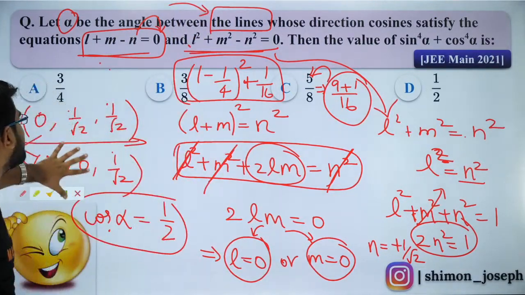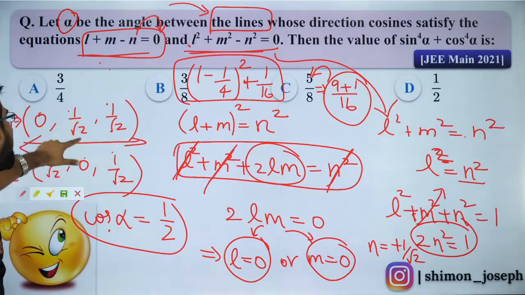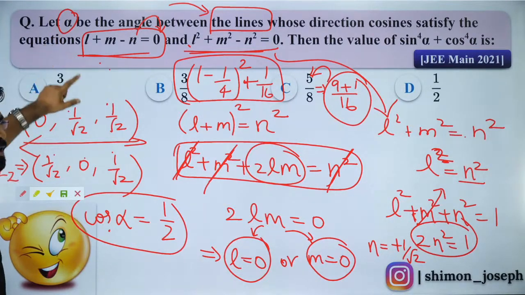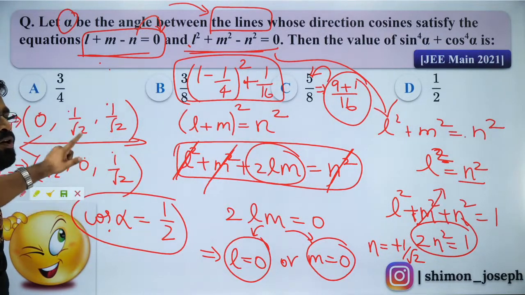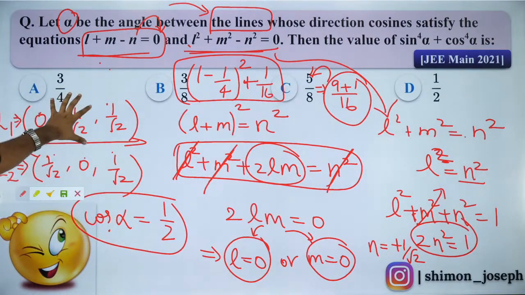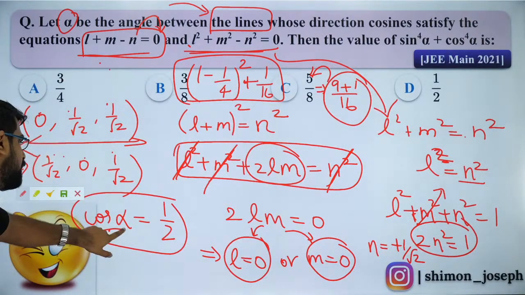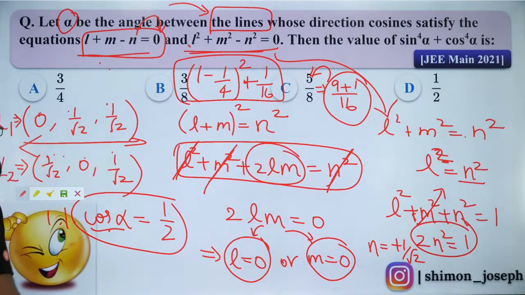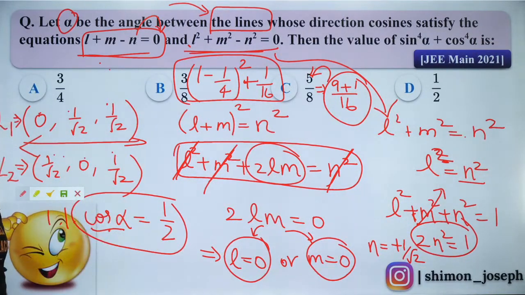Now the angle between these two lines is alpha. So these are the two directions, and the angle between these two vectors will be alpha. How do you find it? You find it by taking the dot product. So this dot this is 1 by 2. That will be equal to magnitude of this, which is 1, into magnitude of this, which is again 1, into cos alpha. So it will be 1 into cos alpha. So cos alpha is equal to 1 by 2, so alpha is 60 degrees.